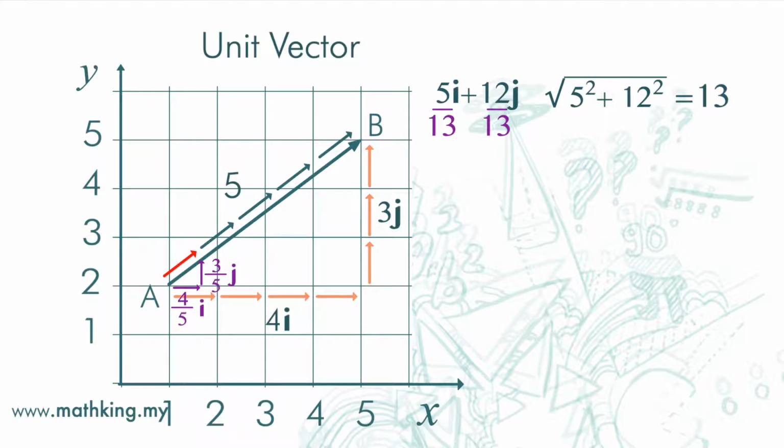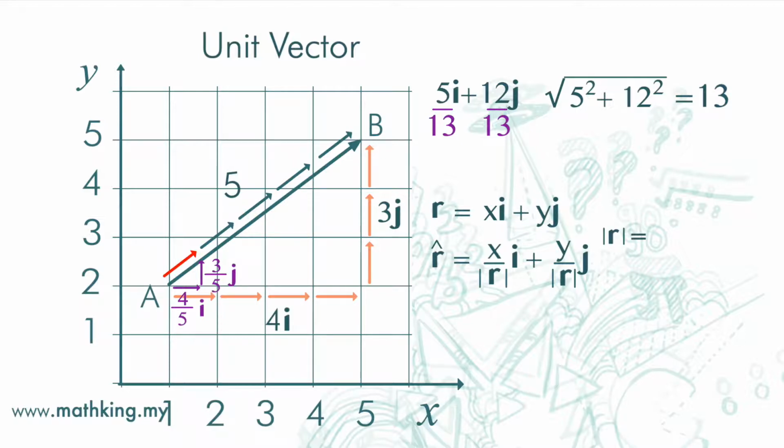So in general, if we have vector r, xi plus yj, then the unit vector for vector r is x over magnitude of vector r, i, plus y over magnitude of r, j. Now we have just learned that the magnitude of a vector can be expressed as the square root of x squared plus y squared. So the unit vector can be expressed as this.